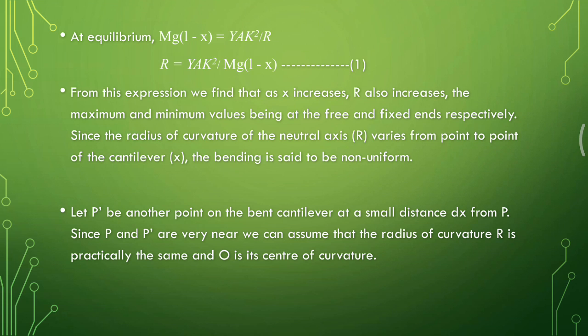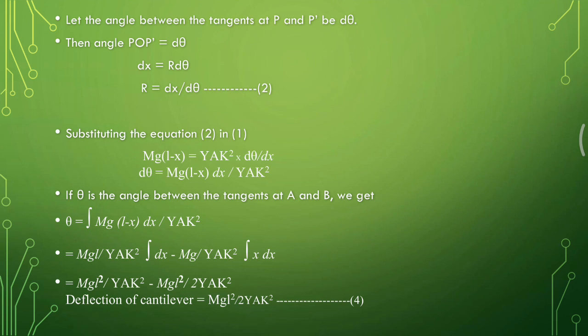Then, if P dash is another point on the bent cantilever at a small distance dx from P, since P and P dash are very near, we can assume that the radius of curvature R is practically the same, with O as its center of curvature. The angle between the tangents at the points P and P dash is d theta, as shown in the figure, which forms an arc.